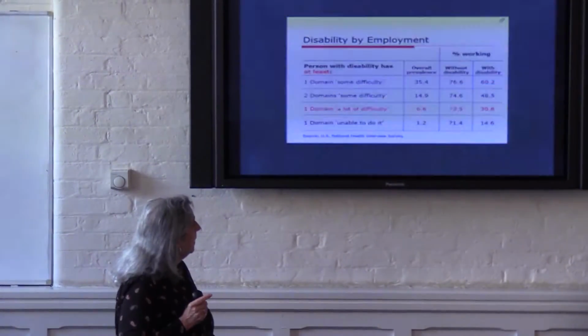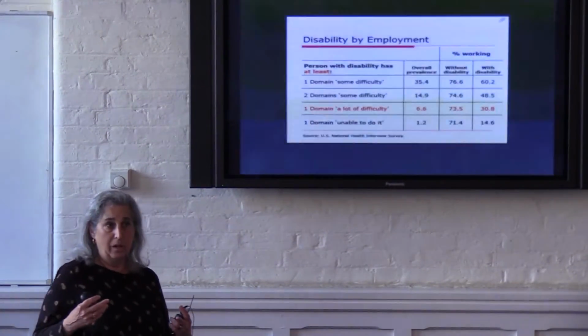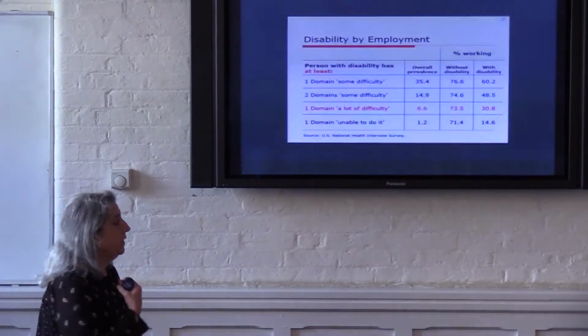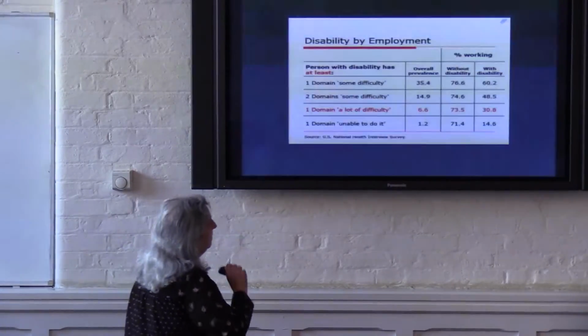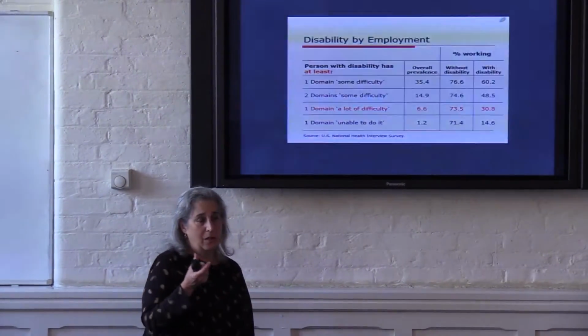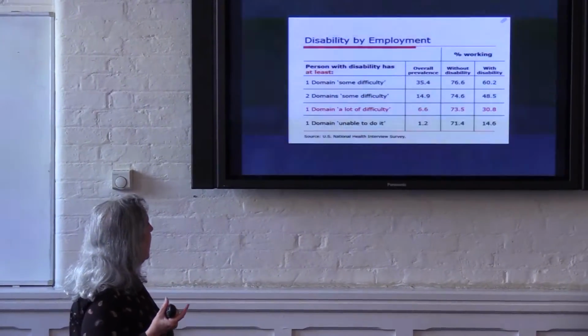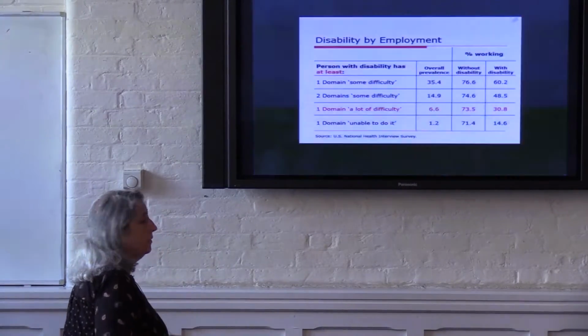You have to have at least 2 domains with some difficulty. We're down to 15%. Now we're beginning to see some spread, right? 75% versus about 50%. When you get to our recommended cutoff, at least a lot, for this population, we're around 7%, and now you have a much bigger spread, 73 versus 31. And if you look at unable to do, that's when you get the biggest spread, 71 versus 15.